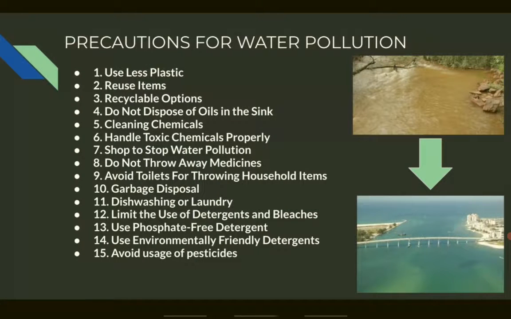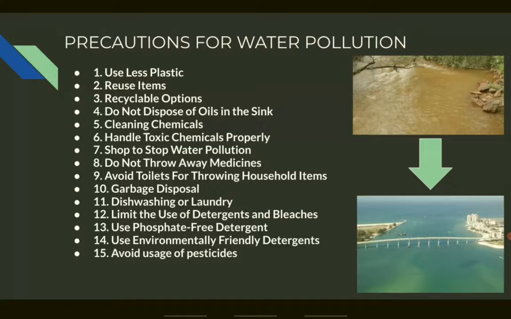Precautions for water pollution. Number 1. Use less plastic. Use recyclable items, recyclable options. Do not dispose of oils in the sink. Cleaning chemicals: handle toxic chemicals properly. Number 7. Shop to stop water pollution. Number 8. Do not throw away medicines.